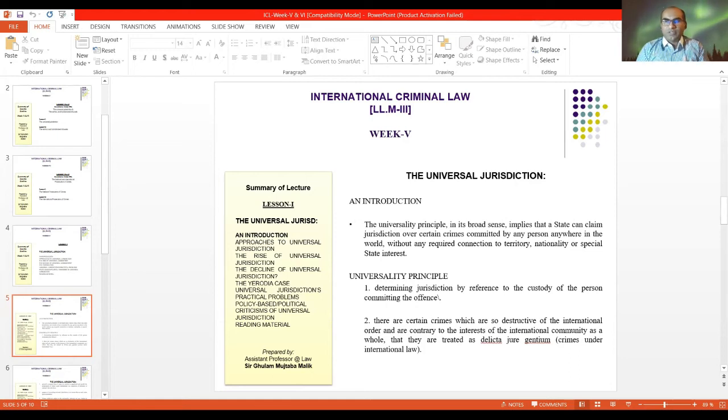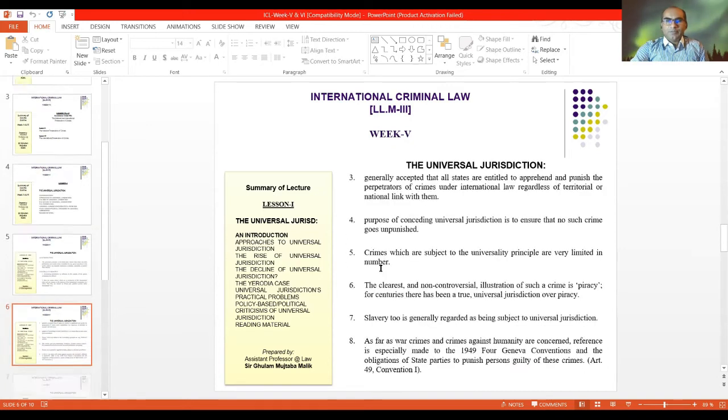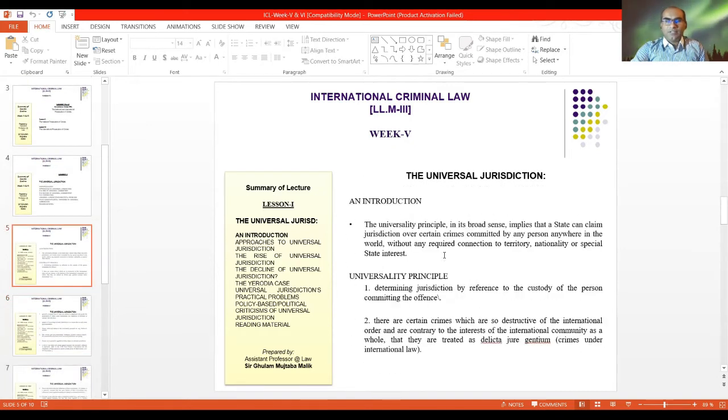What we have to understand is that for certain crimes, whoever commits them, any state can claim jurisdiction over those crimes, like the crime of genocide, crimes against humanity, and piracy. So any state can prosecute those crimes within their state.